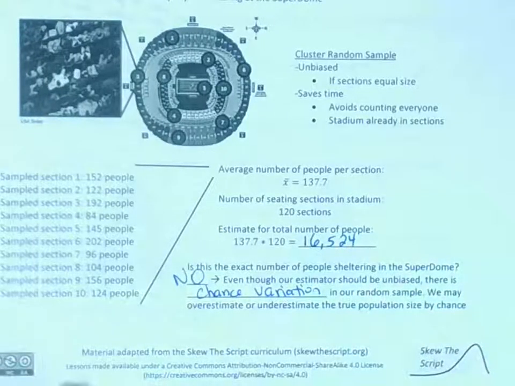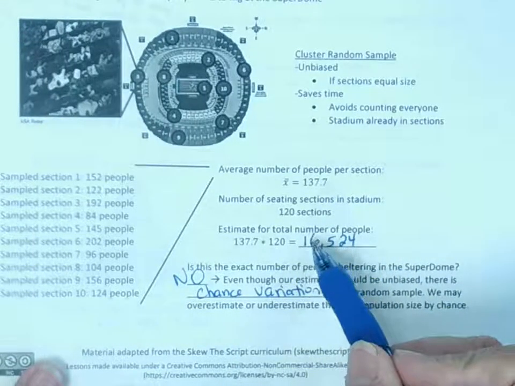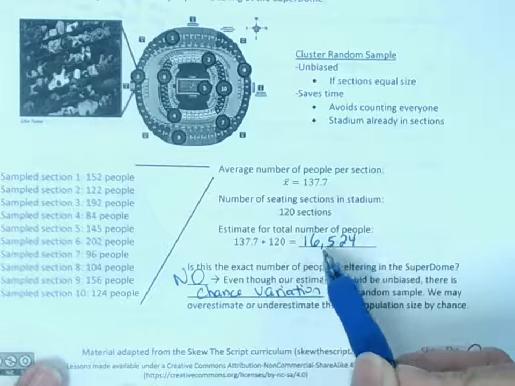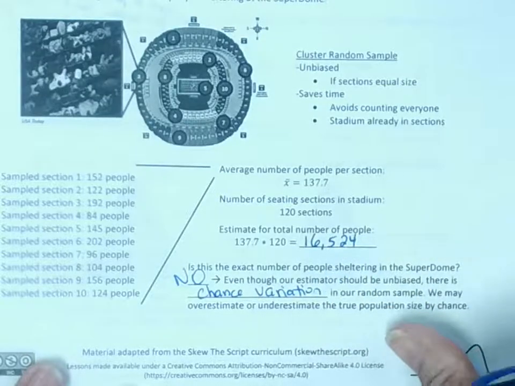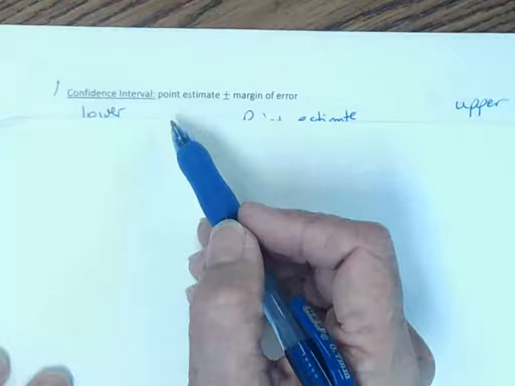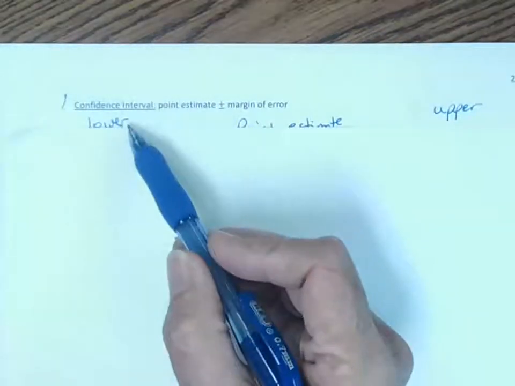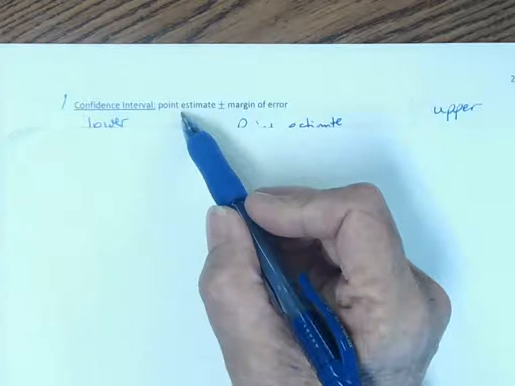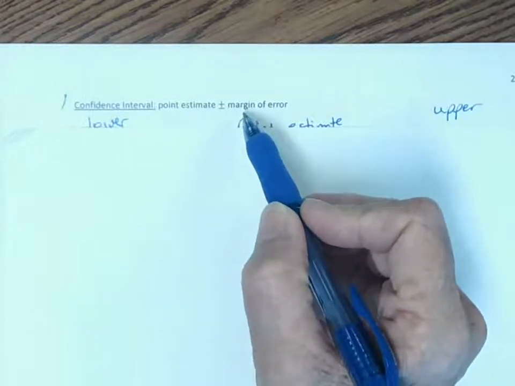Okay, so we have got this estimate right here. This is a point estimate. But we have to then decide how are we going to figure this out. So, there we go. So our confidence interval is defined as the point estimate plus or minus some margin of error.